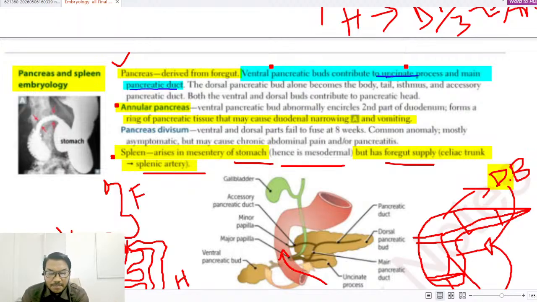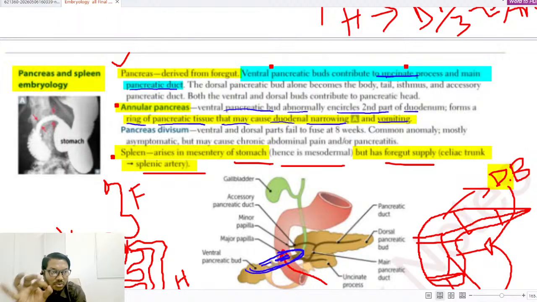Annular pancreas. The ventral pancreatic bud abnormally encircles the second part of the duodenum, forming a ring of pancreatic tissue that may cause duodenal narrowing and the patient is constipated. This is the second part of the duodenum, and if the pancreas encircles it like this, then there will be a narrowing or constriction.